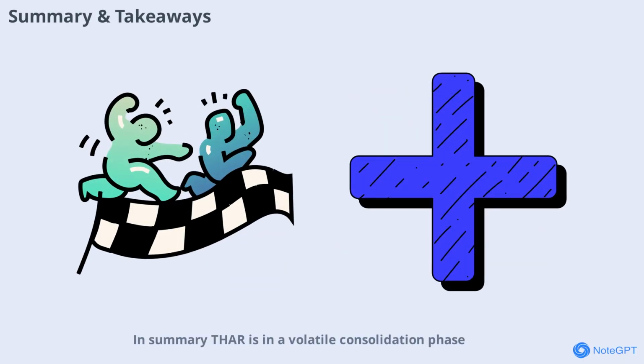Summary: THAR is in a volatile consolidation phase after a speculative surge and sharp correction. The long-term uptrend remains intact, but the stock faces significant resistance at medium-term moving averages. Volume is not yet strong enough to confirm a trend reversal. Key levels at 4 and 3.2 will guide the next move. Stay alert, manage your risk, and keep learning as the story unfolds.